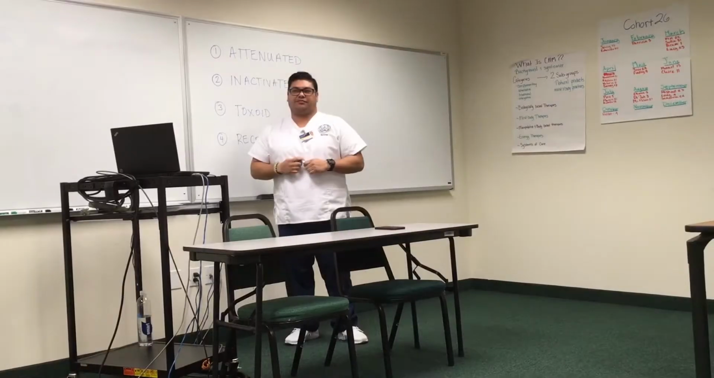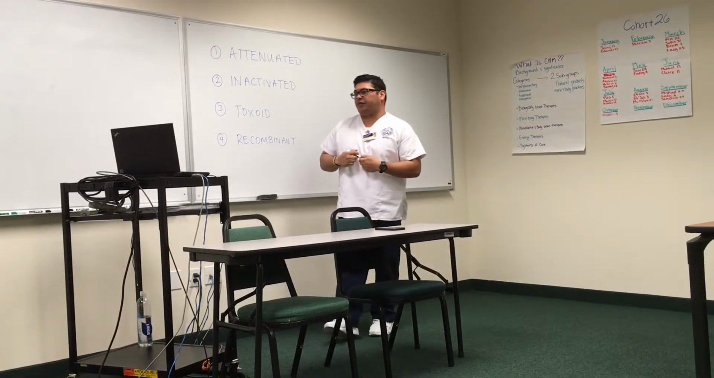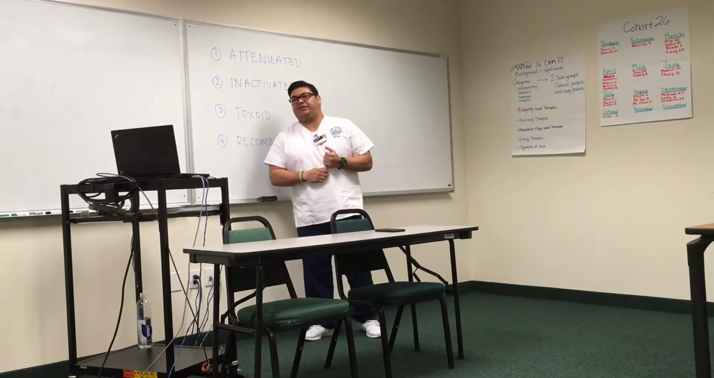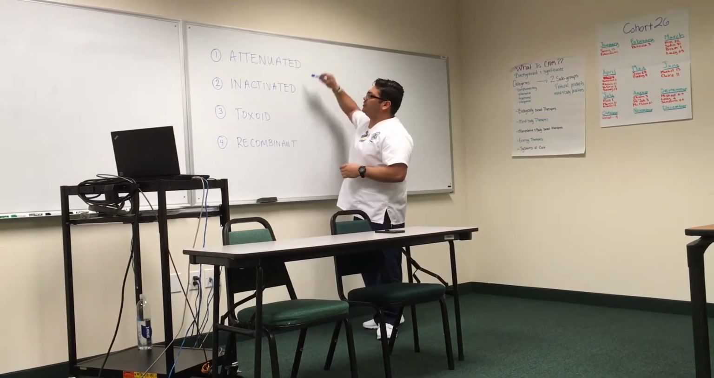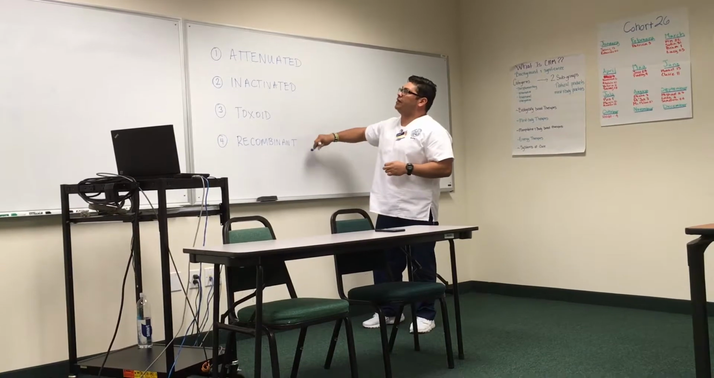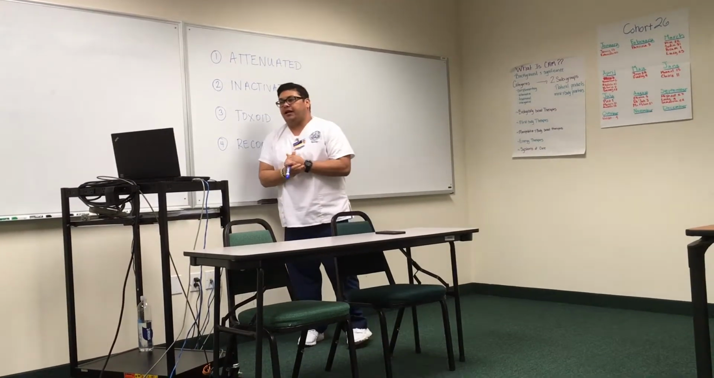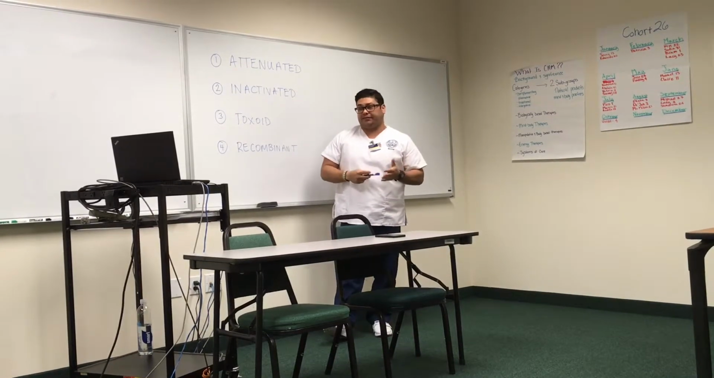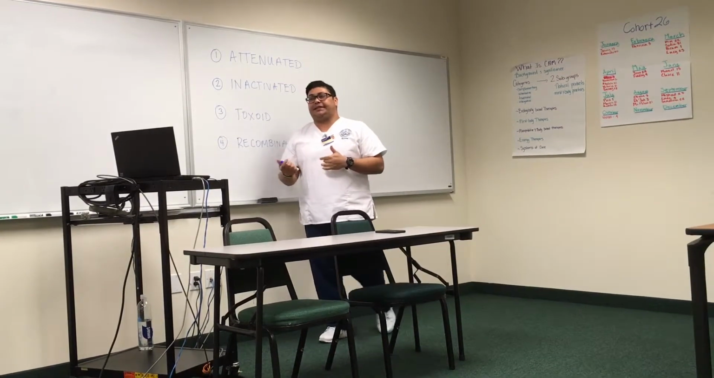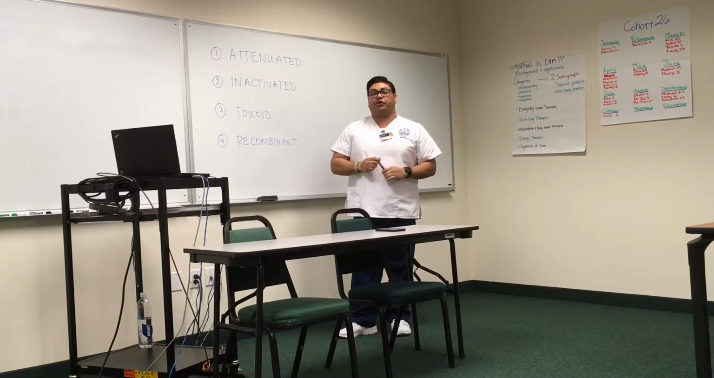That's the first part. The next part that I will be covering will be the 4 methods of producing safe and effective vaccines. As you can see, I have written all 4 down. The first one is going to be attenuated, and those are the ones that contain microbes that are alive, but they're weakened. That way they're unable to produce disease unless the patient is immunocompromised.